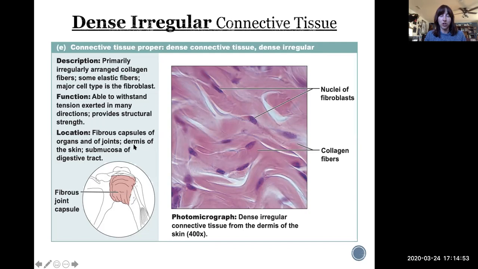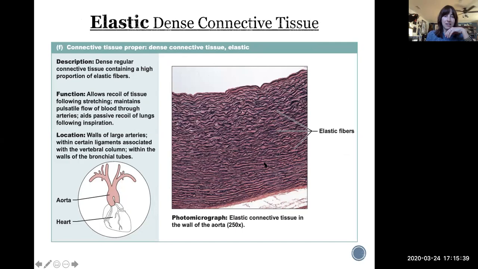It can be found in the dermis, which is the layer right underneath the epidermis of your skin. And the submucosa of the digestive tract, which is kind of like the equivalent of the dermis to the epidermis. So it's basically like another layer down below the epithelium and the basal layer of your digestive tract. Okay, so we have our loose connective tissue proper, areolar, adipose, and reticular. We have our dense connective tissue proper, dense regular, dense irregular, and now finally, elastic dense connective tissue.